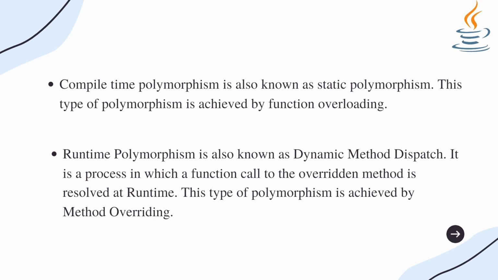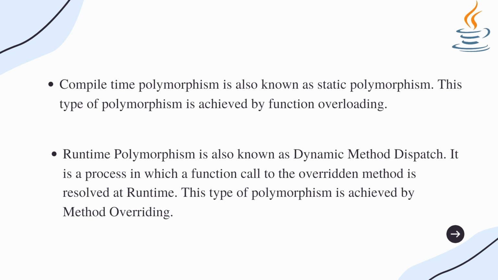Compile time polymorphism is also known as static polymorphism. It can be achieved by function overloading. We can overload a function in many ways. For example, by changing the number of parameters of a function, by changing the type of parameters of a function, and by changing the return type of a function, we can overload a function. We will discuss function overloading in the upcoming videos.